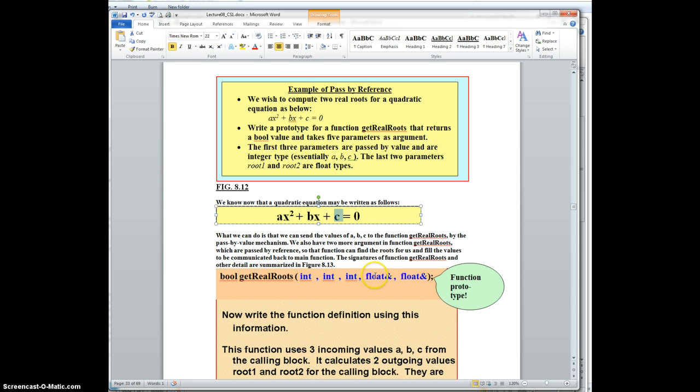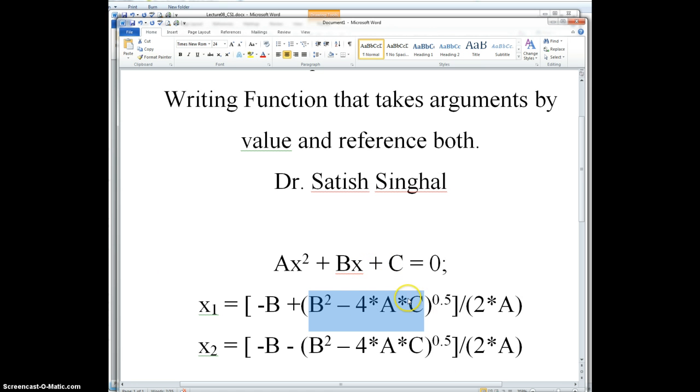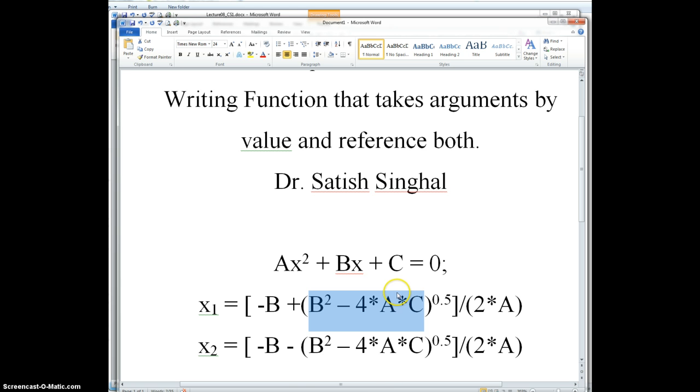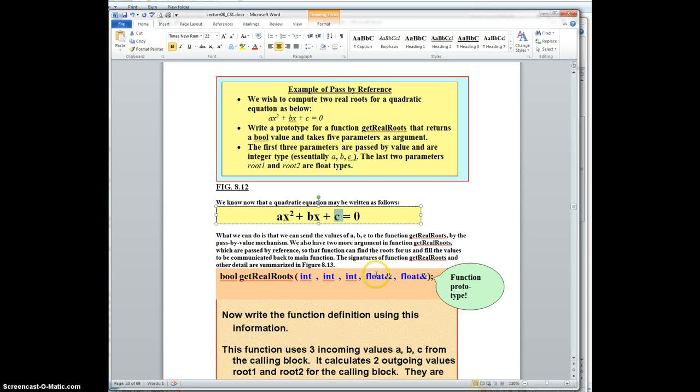The main function will not have a value attached to this parameter and this parameter, those will be empty. And the function will actually determine them for the case where there are real roots, which means this quantity here is actually positive, and then return true. Otherwise, if this quantity is negative, it's not going to fill in the value for this parameter and this parameter, which means these won't have an outgoing value or incoming value. All right.